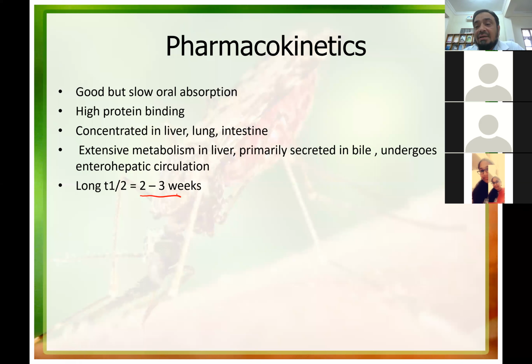And mefloquine generally is used for uncomplicated falciparum malaria, and also it can be used for prophylaxis of malaria when a patient is going to an endemic area where there is falciparum malaria, but it is not used for the patients who are residing in the endemic area, because again it cannot be given for a very long period of time.